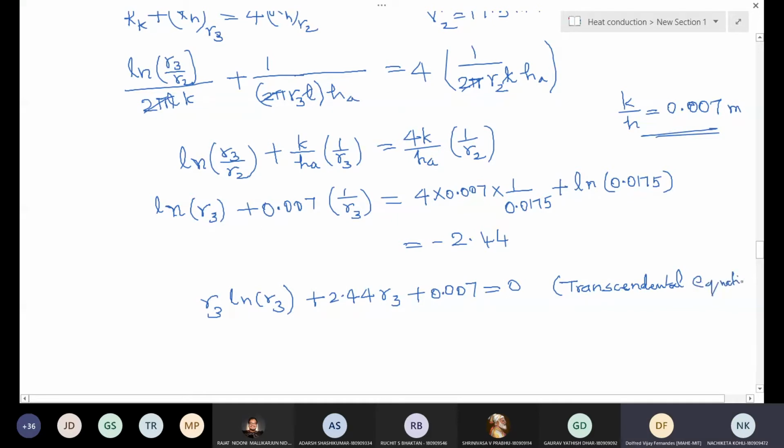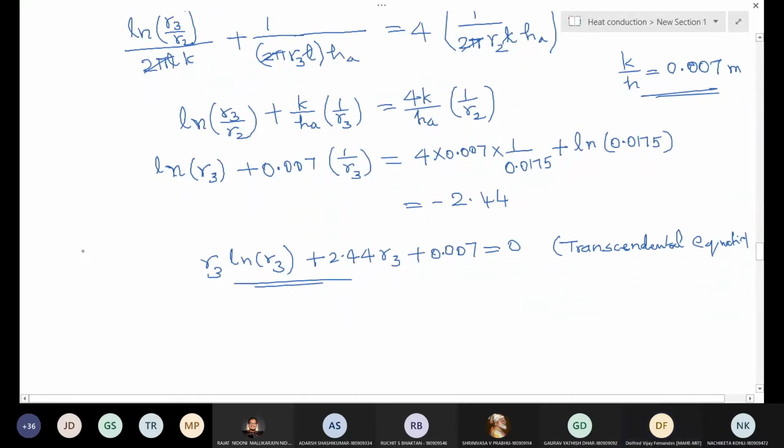Do we need to write the equation in this form, or can we directly solve using the calculator? You can solve using a calculator, but this equation has to be written first. After writing this equation, you should write the solution. Because it's an iterative solution, you can write the iterative method: R3 is equal to minus 0.007 plus R3 ln R3, divided by 2.44.